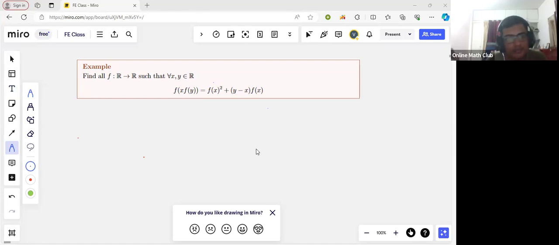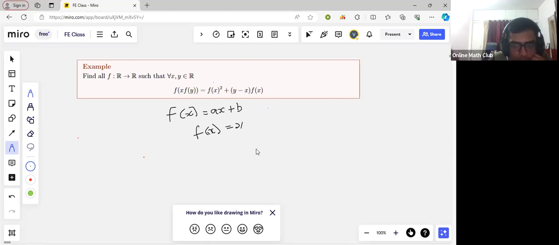If you try to put f of x equal to ax plus b, then we get that either f of x equal to x, or one more solution is f of x equal to 0, right? So we have two solutions which seem to work.